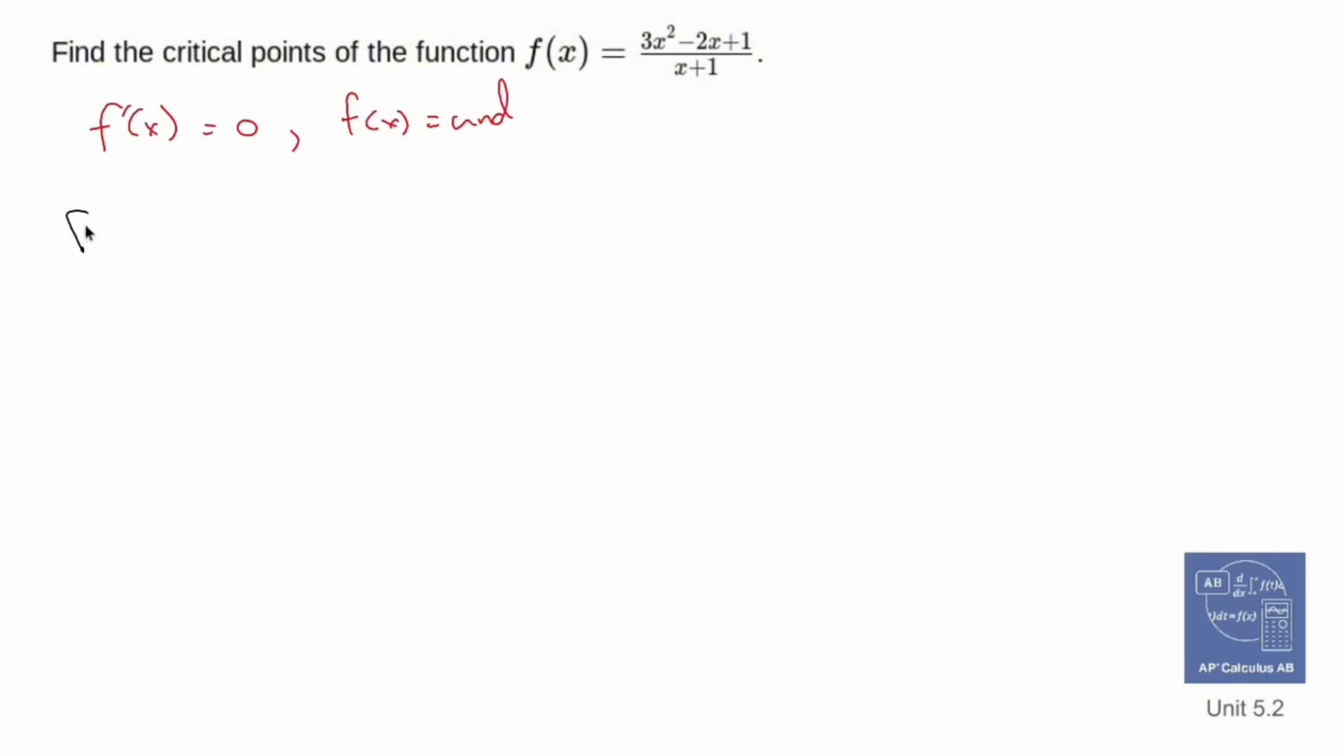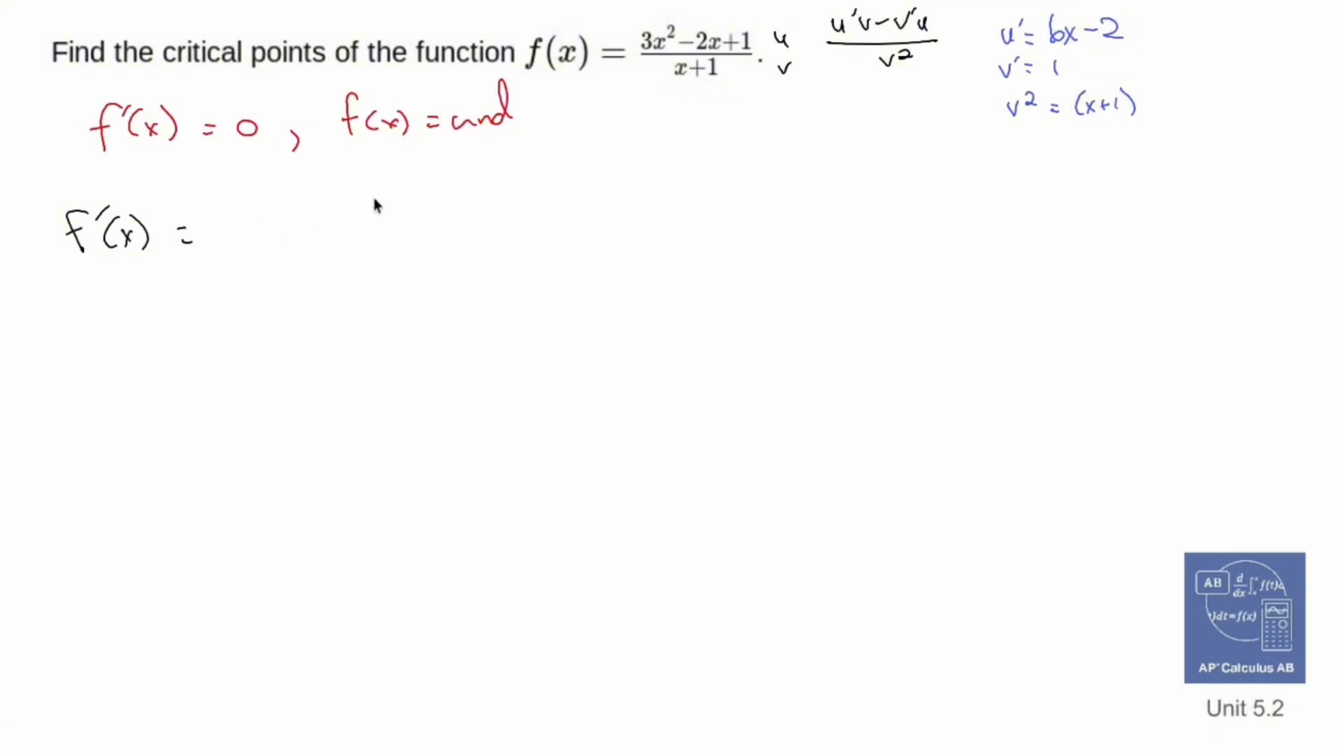Now, f prime of x requires our good friend, the quotient rule. That's right, u prime v minus v prime u all over v squared. So let's find the heavy-duty stuff. U prime is going to be power rule, power rule, power rule. It's the derivative of the numerator, so 6x minus 2. V prime is going to be the derivative of the denominator, so just regular 1. And then v squared is going to be x plus 1 squared.